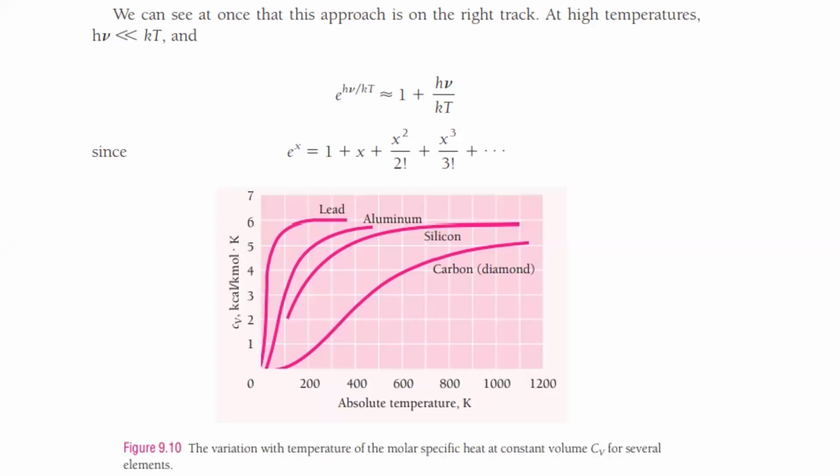In the equation that we have, h nu by kT cancels out, and then we get the answer in the previous equation for average energy to be equal to kT, and CV is equal to 3R. So the Dulong-Petit law can be understood as a corollary, or as an automatic explanation, from Einstein's explanation for high temperatures. Now, as the temperature decreases, the value given by this particular equation, once again.